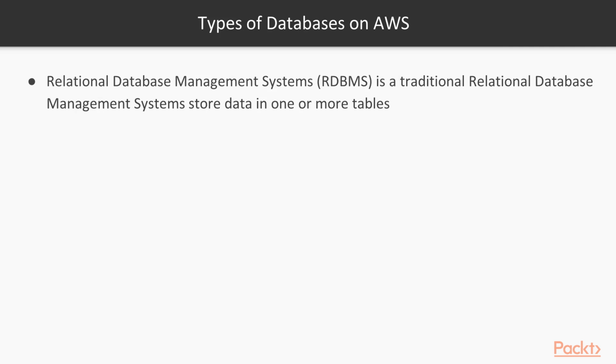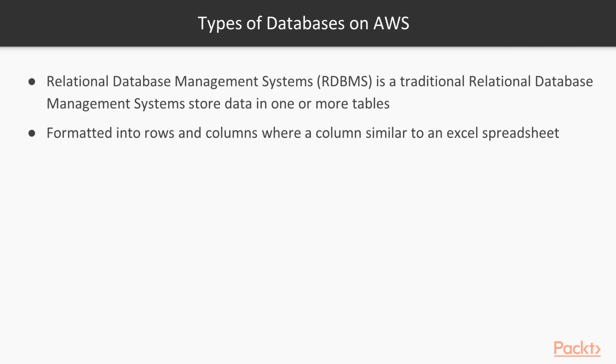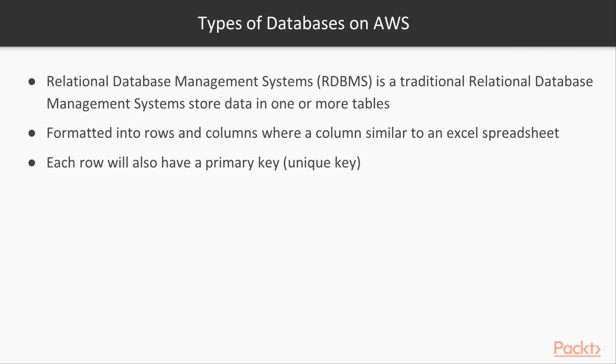So there are different types of databases available on the Amazon Web Services platform, and we'll start by taking a look at the most common traditional style of database system, the Relational Database Management System, or RDBMS. Traditional database management systems store data in one or more tables formatted into rows and columns, where the column is similar to that of an Excel spreadsheet column, and rows will contain individual records within that table. Now, each row will also have a primary key, which can then be used to identify individual records in the database and can be used to cross-reference records in other tables through a process of normalization.